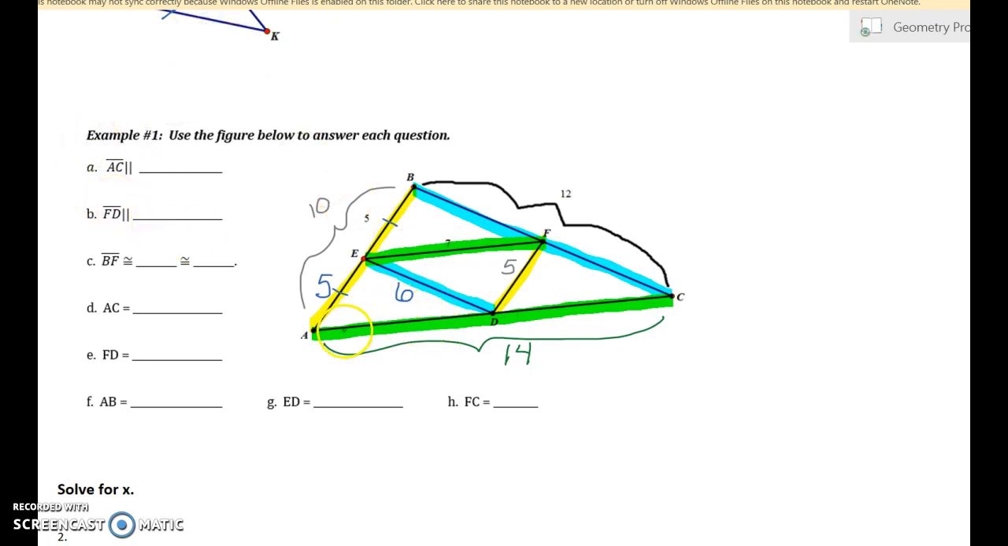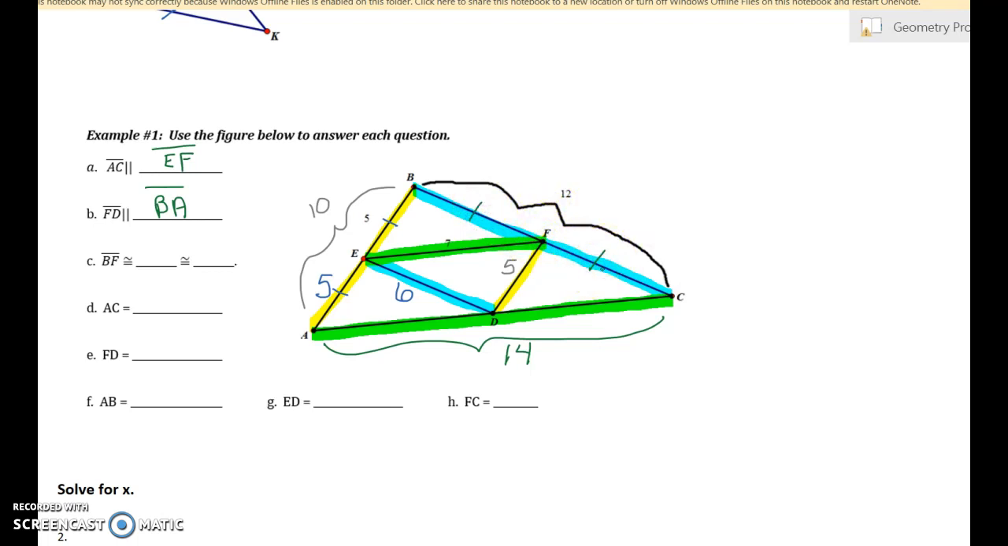A to C is this base, this green one, and it's parallel to EF. Since this has a line above it, we need to make this segment EF also. And then segment FD, that's the yellow one. That's parallel to segment BA. Okay, so segment BF is congruent. Well, we didn't do anything with this, but we know that F is the midpoint, so those are equal.